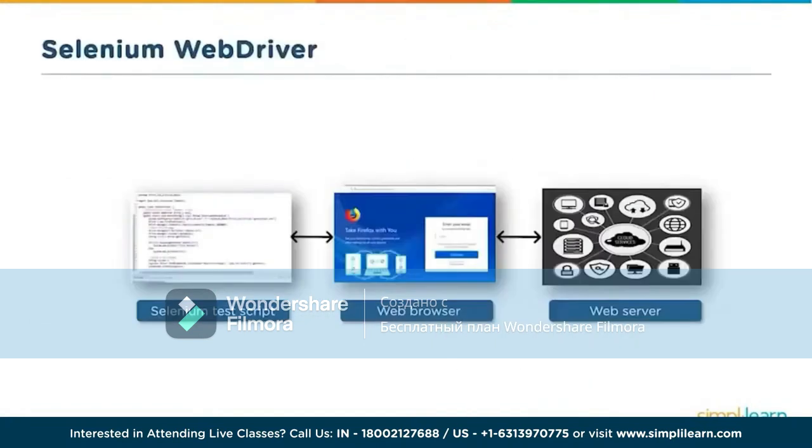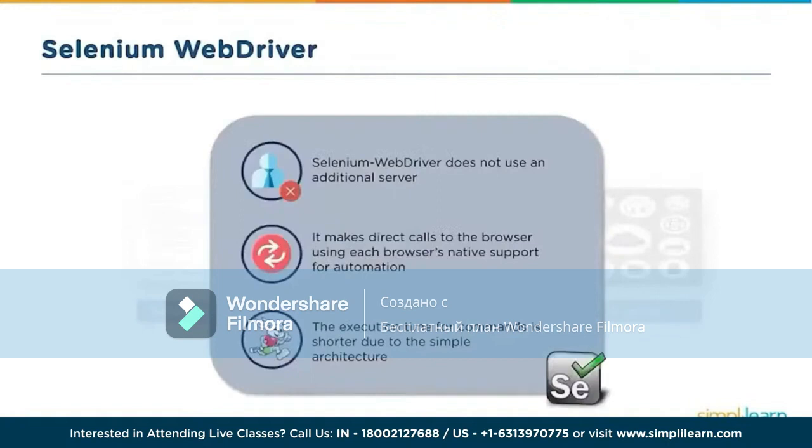This is a simple architecture of Selenium WebDriver. Even in WebDriver, we have test scripts, a web browser and a web server. However, we do not have an additional server for communication like the RC server, which we saw in Selenium RC. This makes the architecture of WebDriver very simple. That's one of the biggest advantages. Selenium WebDriver does not use an additional server. Secondly, it makes direct calls to your browser using your browser's native automation support. Since there is no intermediate server, the browser is controlled directly from the operating system level itself.